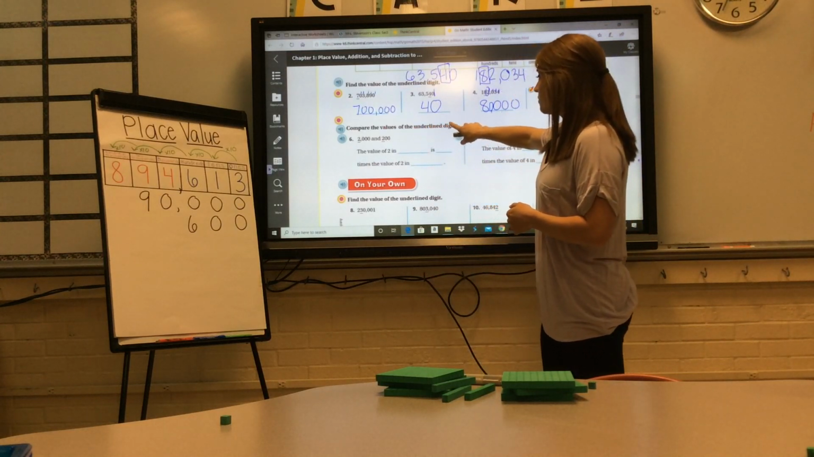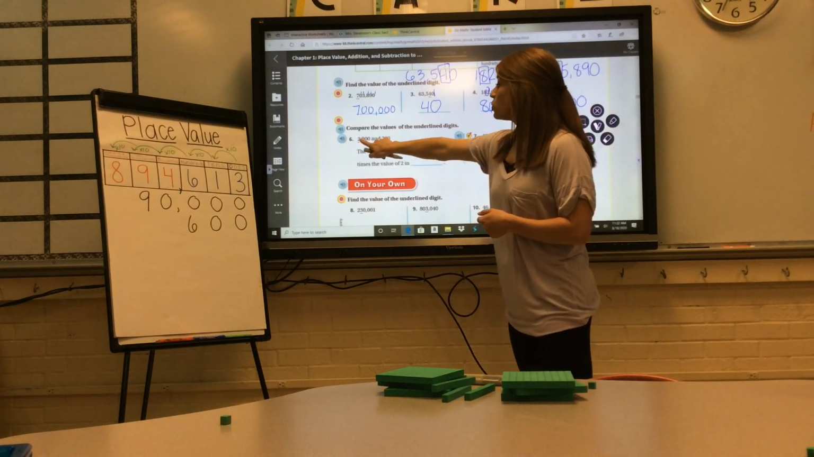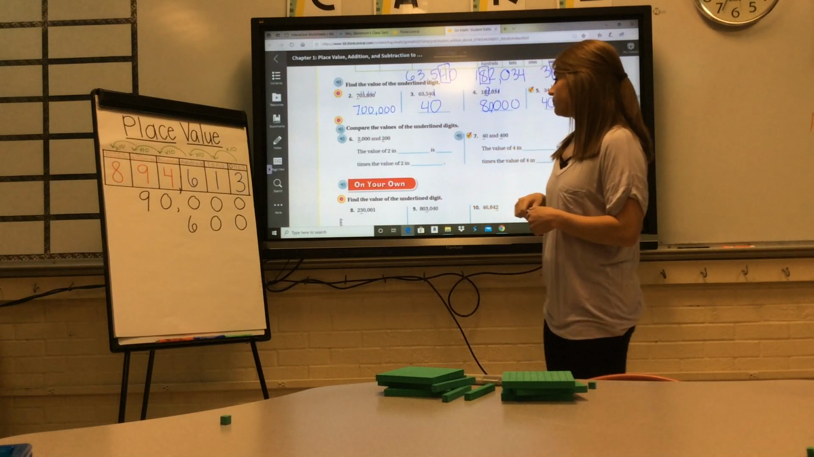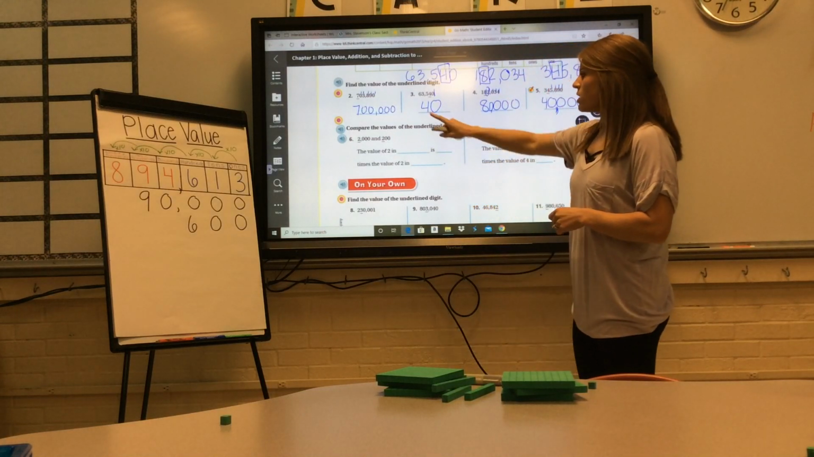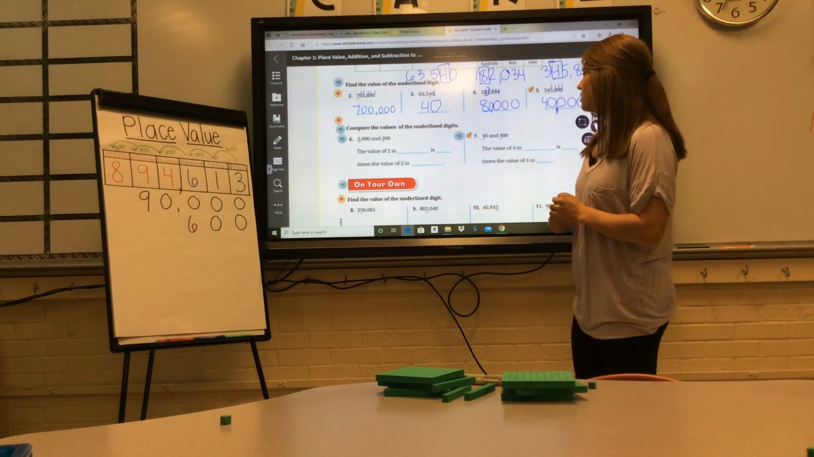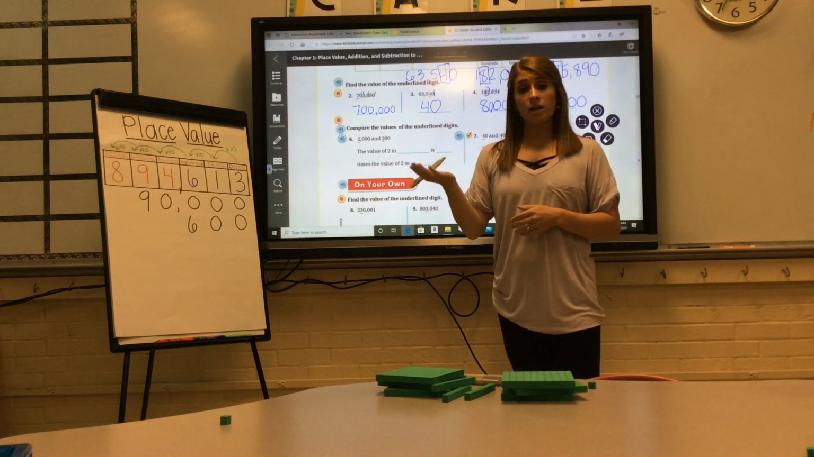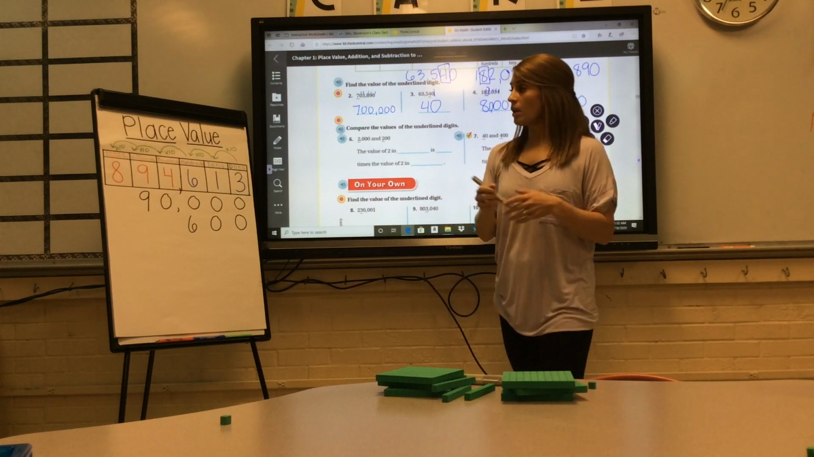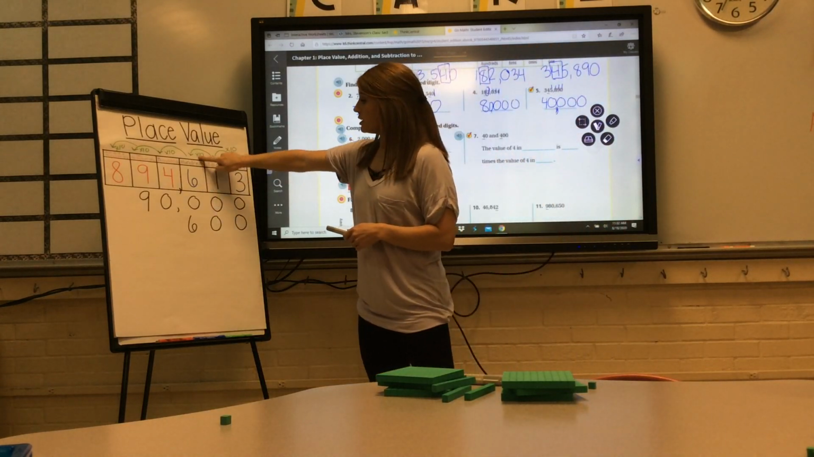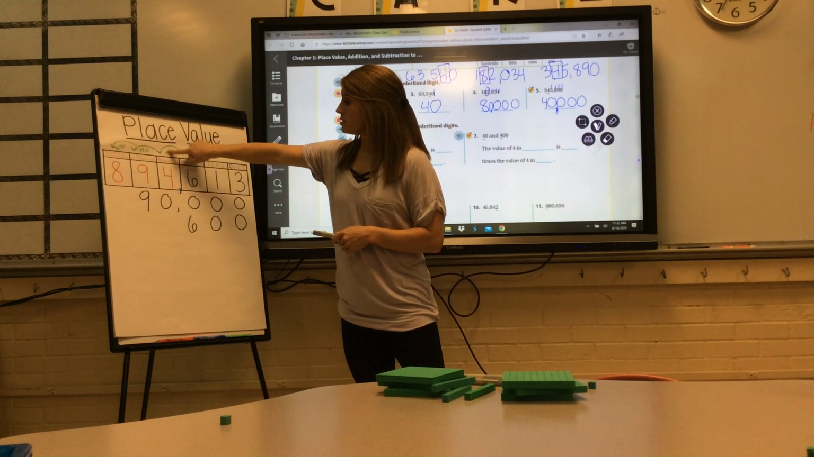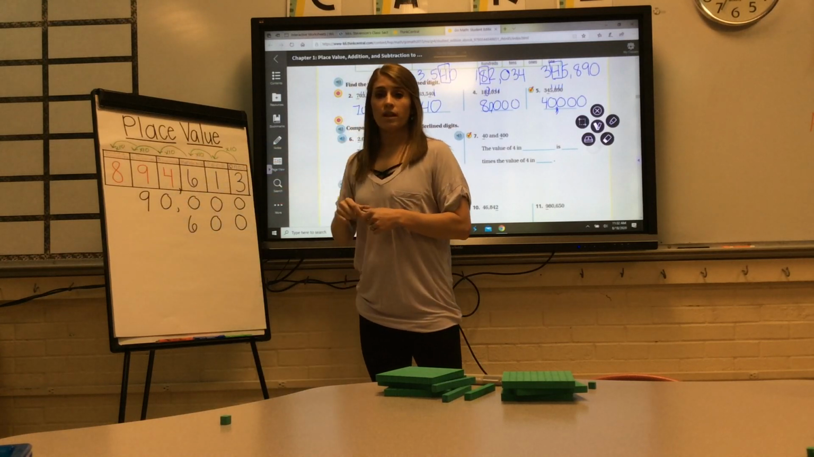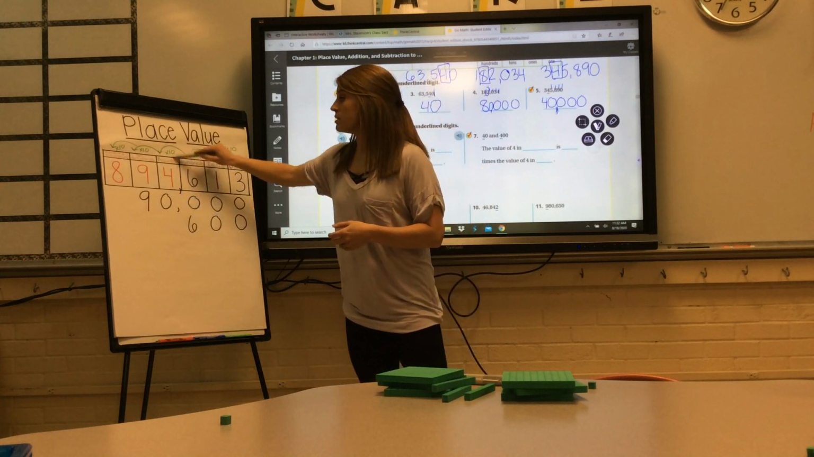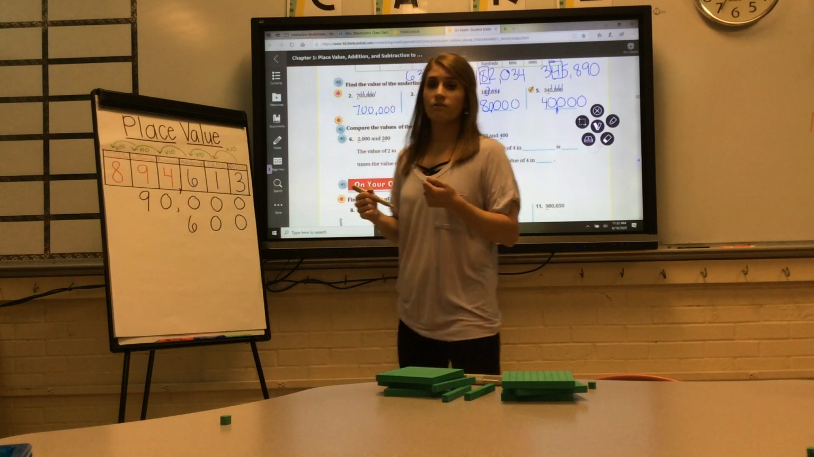It says to compare the values of the underlined digits. So we've got 2,000 and 200. Which one of those has the higher value? Would it be the hundreds place or the 2 in the thousands place? Let's look over here. Here's our hundreds. Here's our thousands. Which one is further to the left? Right, the thousands. So that thousands is going to have the higher value.